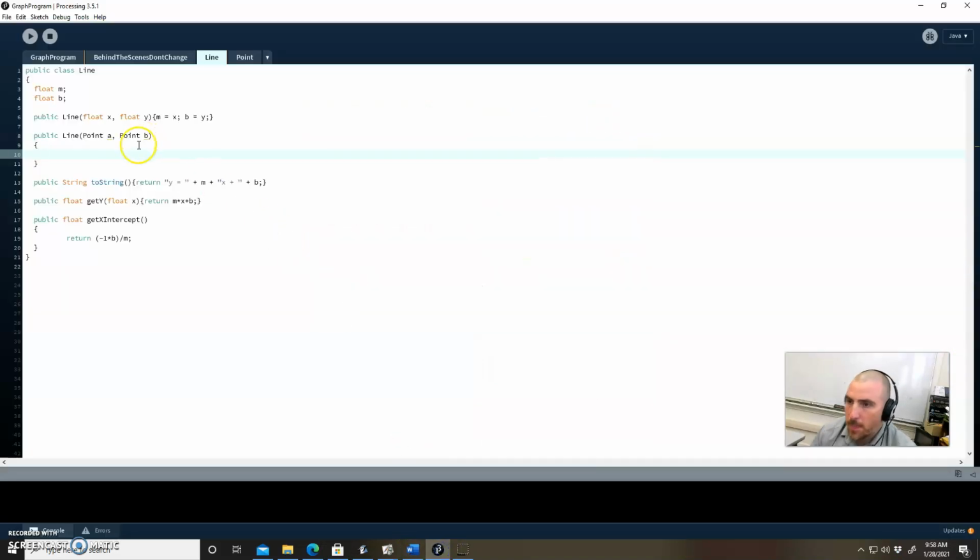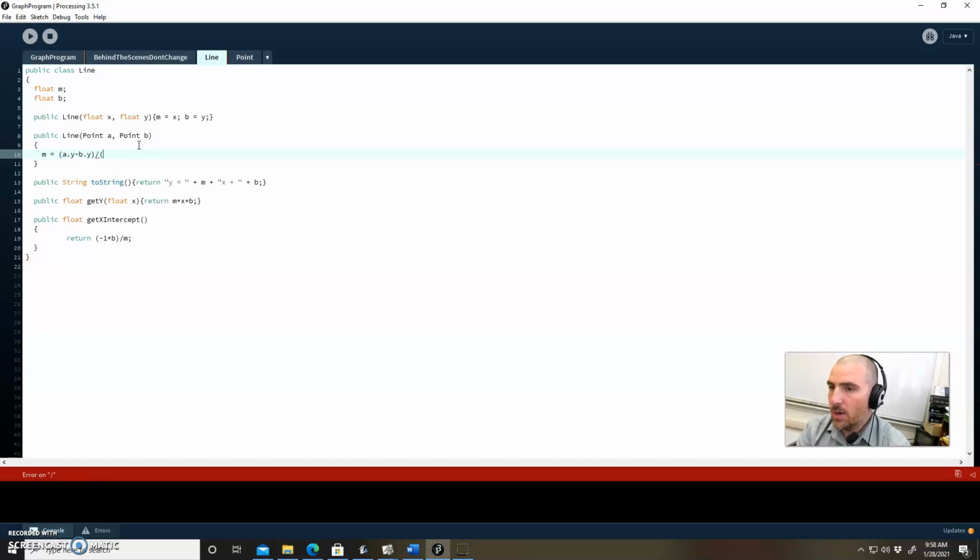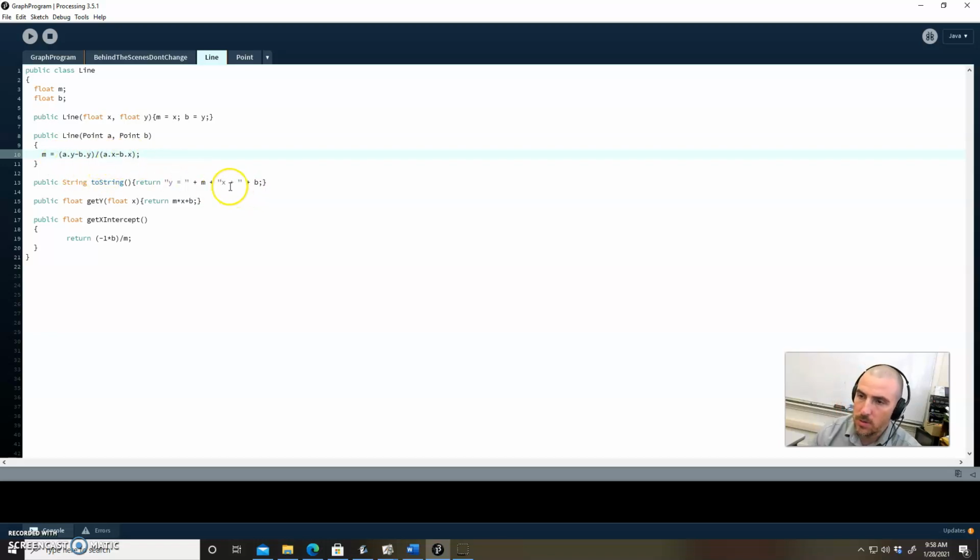Okay, so what we're doing is trying to assign m, the slope. I'll do a dot y minus b dot y. That's the difference in the y's. It does matter the order that I do it now. I've got to stay consistent. So it's going to be a dot x minus b dot x. Okay, that's the slope. This is the change in the y coordinates, like the rise, and this is the run. If I start with a here, I need to start with a there.